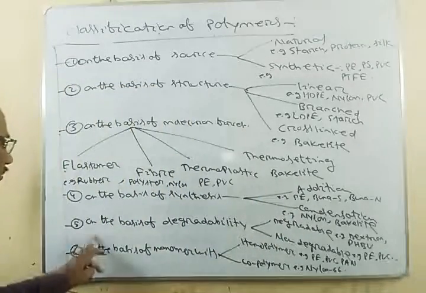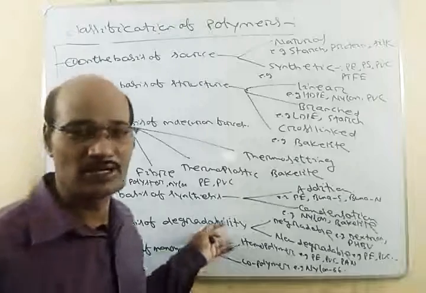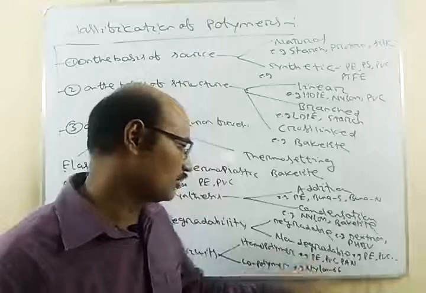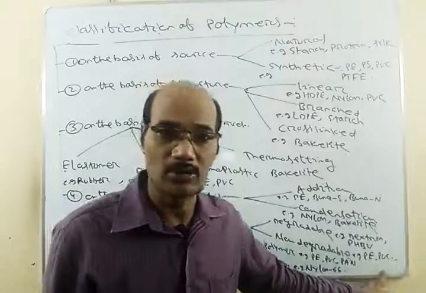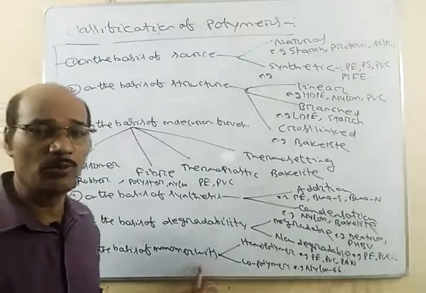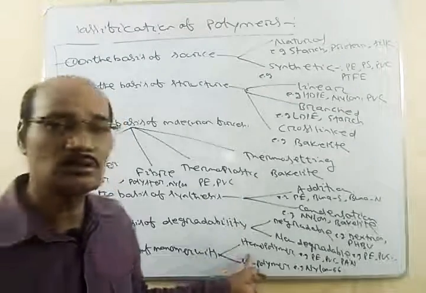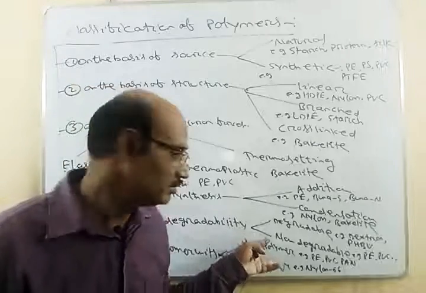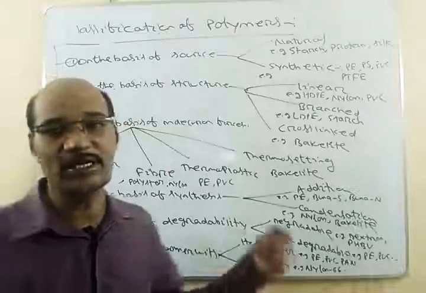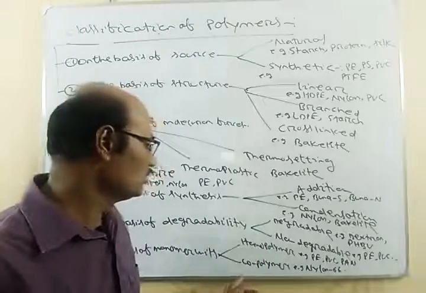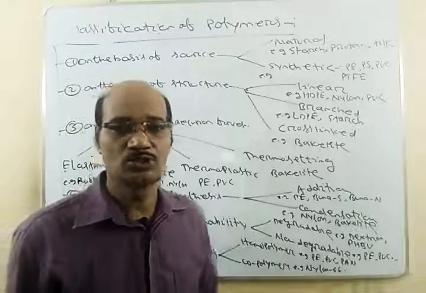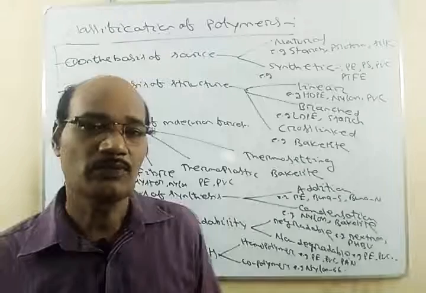On the basis of degradability, it can be biodegradable like Dextron, like PHBV, and non-degradable like polyethylene and polyvinyl chloride. And on the basis of monomer units, it can be homopolymer or copolymer. Homopolymers contain the same kind of monomer units, like polyethylene, PVC, PAN, etc., and copolymers contain different kinds of monomer units, like nylon 66 or nylon 610. So these are the different kinds of polymers.